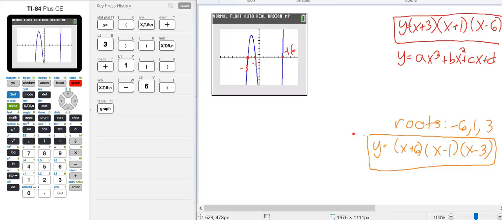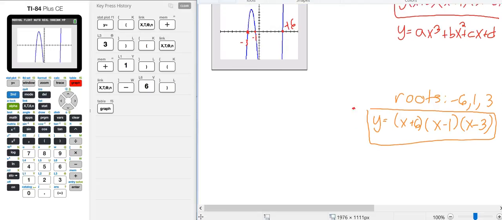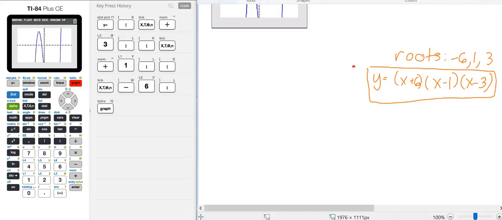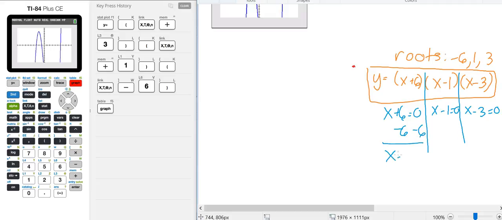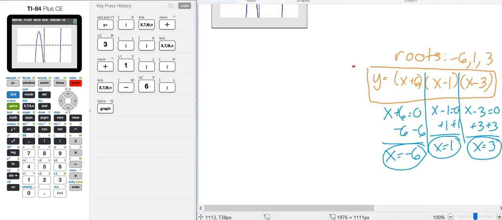Let's see why that works. To solve this polynomial, let's say we didn't know the roots of this polynomial, and we were told to solve this polynomial for its roots. What would we do? We would set each of the factors equal to 0. So x plus 6 is equal to 0. x minus 1 is equal to 0. And x minus 3 is equal to 0. Then we're going to solve each of these. Minus 6 and minus 6. x is equal to minus 6. This is a root. Plus 1 and plus 1. x is equal to positive 1. This is a root. Plus 3 and plus 3. x is equal to positive 3. This is another root. Notice that these roots are the exact same roots as the ones that we got before.